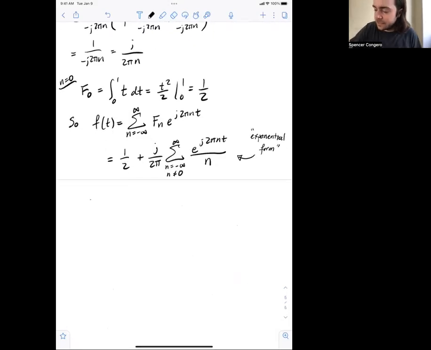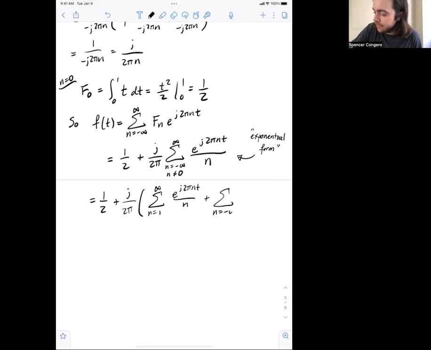Okay, so I'm actually going to do this by hand again. So let's do 1/2 plus. And now what I'm going to do is split the sum up just as we've been doing. So I have j over 2 pi. Now I'm going to have the sum from n equals 1 to infinity, all the positive n's, e to the j 2 pi nt over n, plus the sum, n is negative infinity to negative 1, all the negative n's, e to the j 2 pi nt over n.